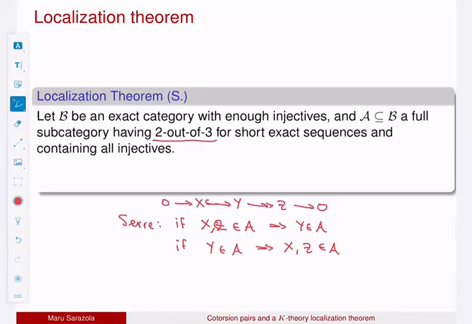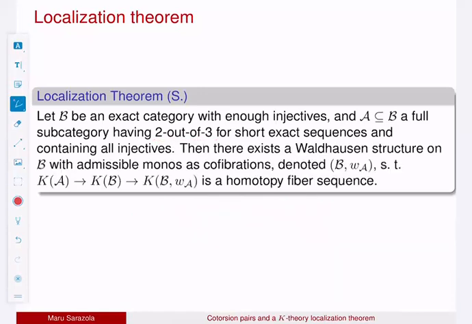Now, if we have all these properties, then the claim is that there exists a Waldhausen structure on the category B, having admissible monos as cofibrations, because like we said, we wouldn't really want to change those, and fitting as the cofiber in a homotopy fiber sequence involving A and B.